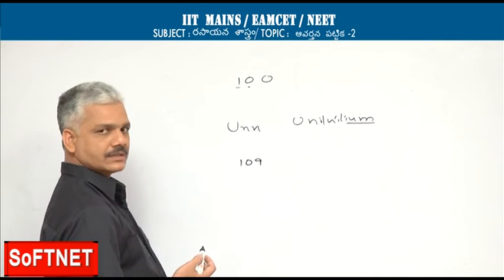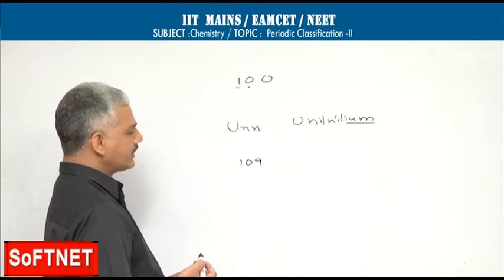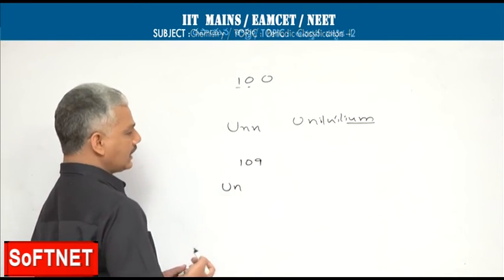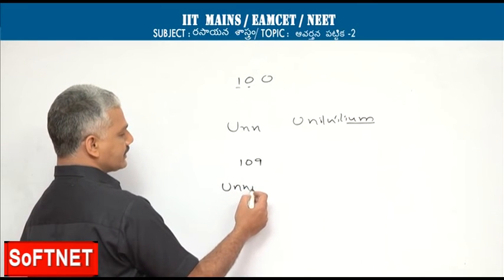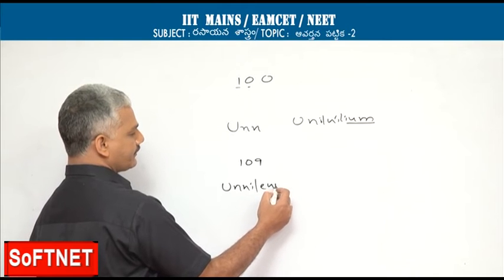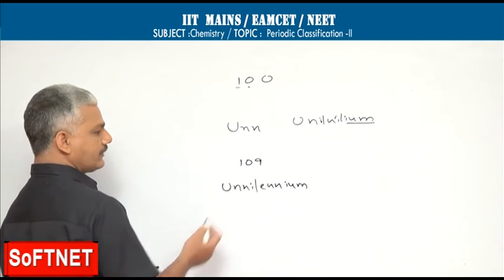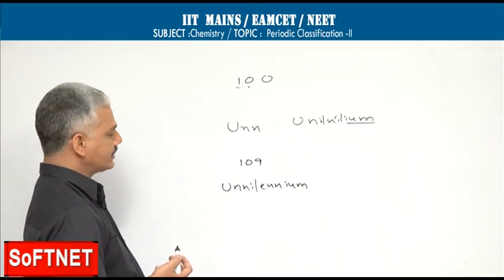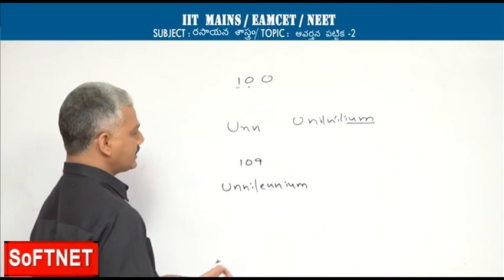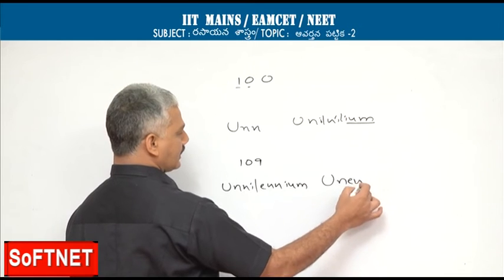Suppose an element's atomic number is 109. What should be its IUPAC name? As the number begins with 1, we should begin with un. 0 means nil, 9 means enn, ium. So, the element with atomic number 109 should be called unnilennium. Symbol is capital U, small n, small e.